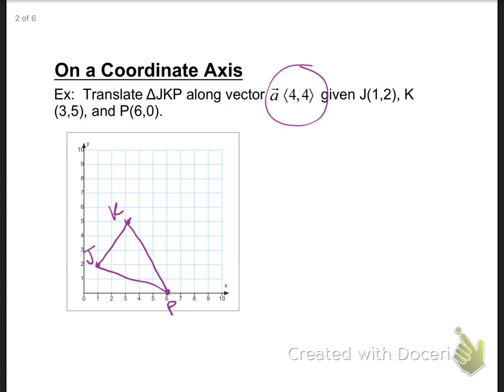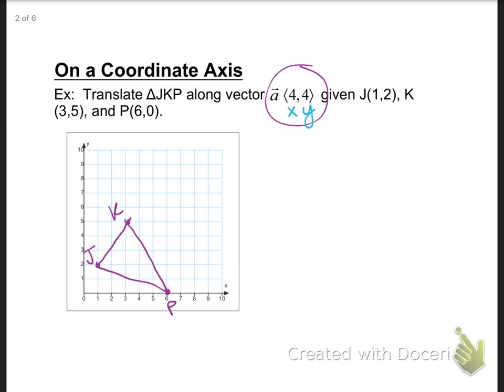Okay. When I do my vector, this stands for the X and the Y. Since it's a positive 4 on my X, I'm going to move it right 4 and up 4, because that's my Y. So I'm going to take all of my points and move them right 4 and up 4.